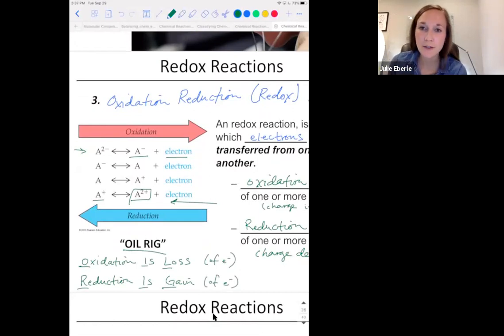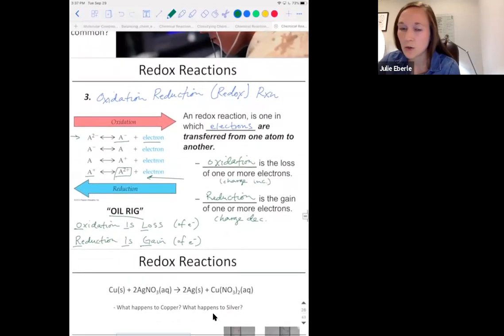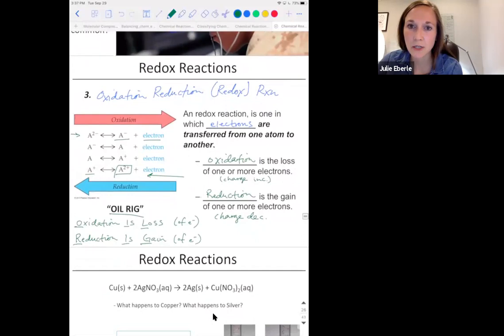Okay, the confusion: when you say you gain electrons, it sounds like you should gain charge too. But remember, because electrons are negatively charged, gaining electrons decreases your charge. All right, questions on how we define oxidation and reduction?